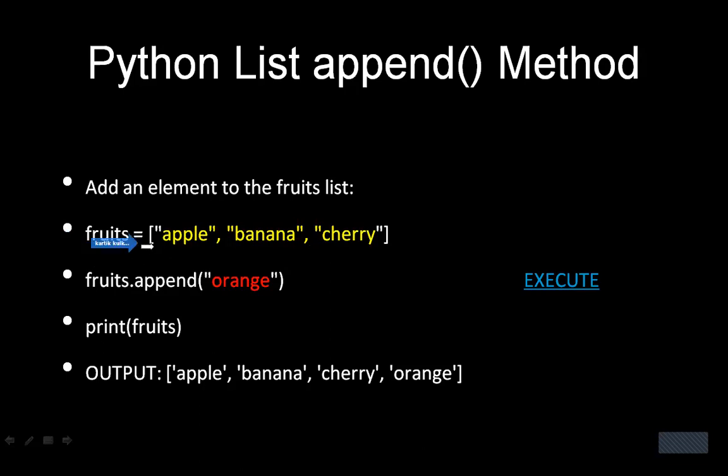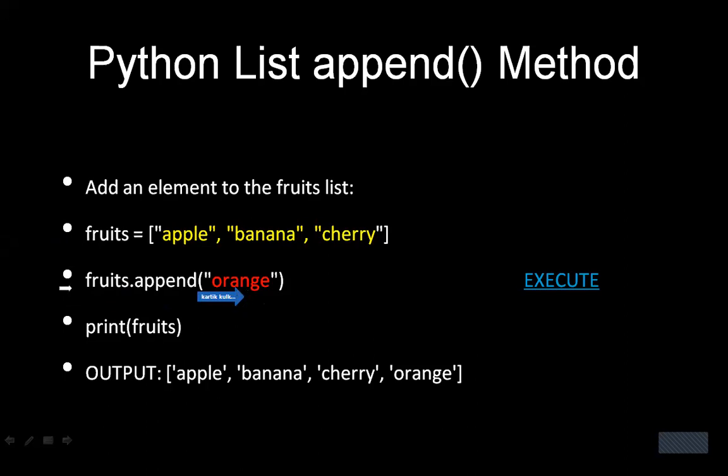List name equal to, and in square brackets we specify item 1, comma, item 2, and so on up to item n. That is the syntax for writing the list. Now, how to append? What is the syntax for the append method? For each and every method that we use in the list, the syntax will be the list name first, then the dot, and then the method name, and in brackets we specify the value for it.